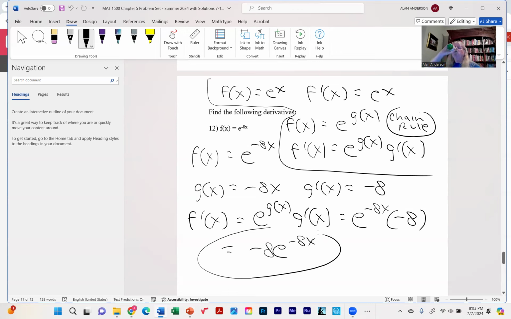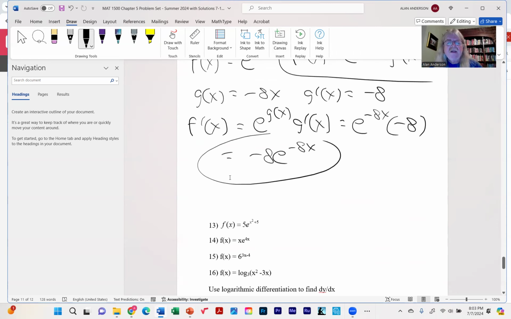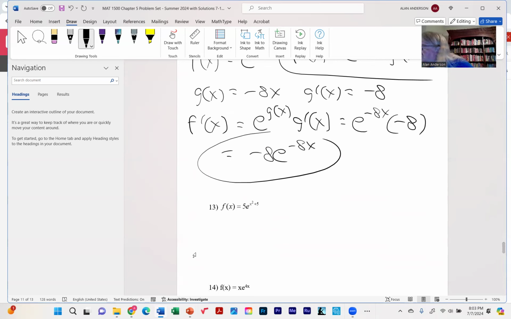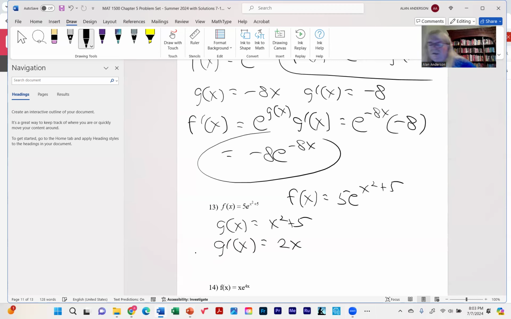So what else do we have here? We've got these are pretty similar. Well, at least this one is. Then it gets a little trickier. So here f of x is 5e to the x squared plus 5. So the 5, we can sort of keep it on the outside of all of our calculations. Let g of x be x squared plus 5. g prime of x is 2x.